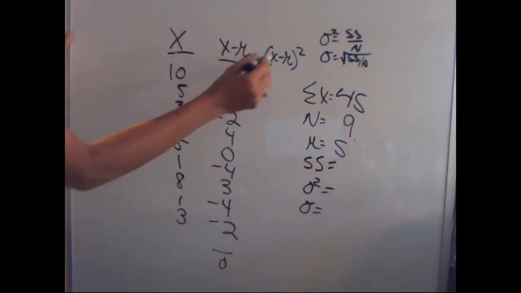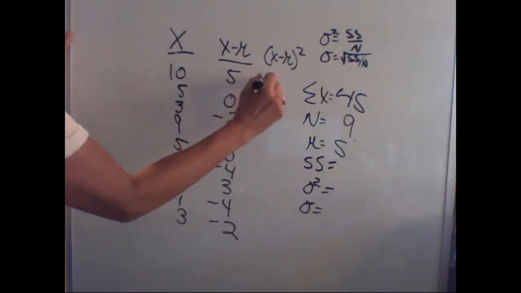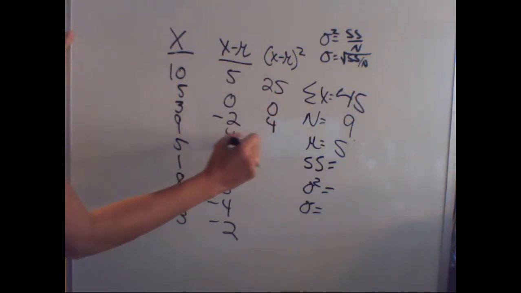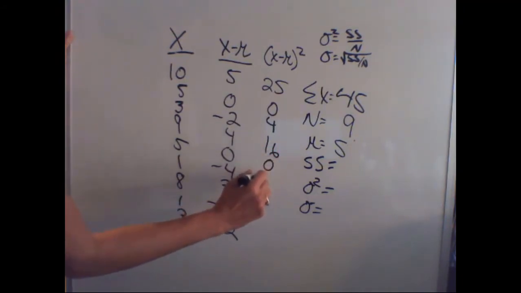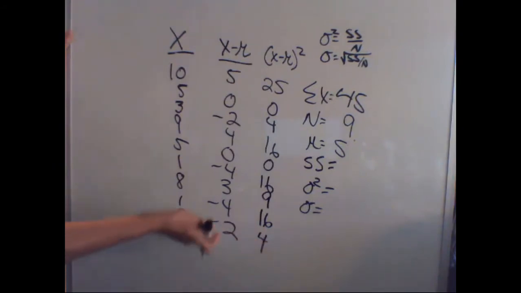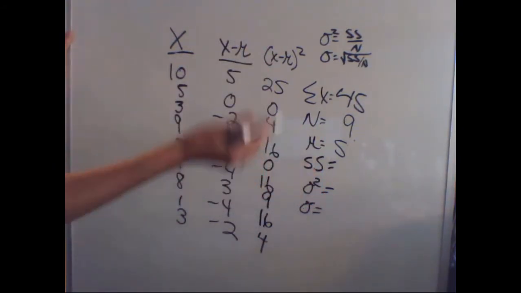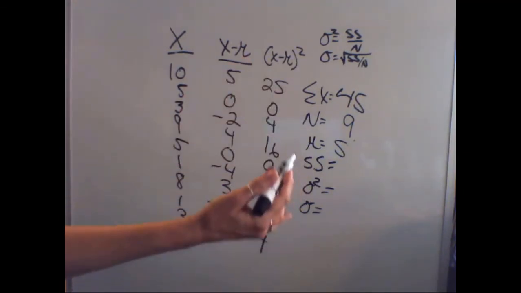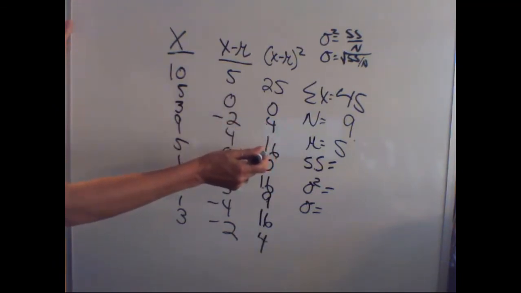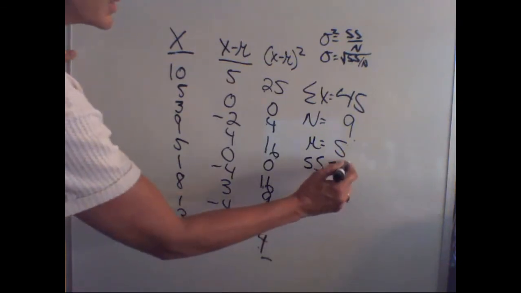So let's square all of these deviation scores, and we have 25 plus 0 plus 4, 4 times 4 is 16, 0, 16, 9, 16, and 4. So I've just squared all of these numbers, and now I need to sum them all up. SS means sum of squared deviations, or sum of squares. 25, 29, 39, 45, 55, 61, 70, 86, 90. So my sum of squares is 90.